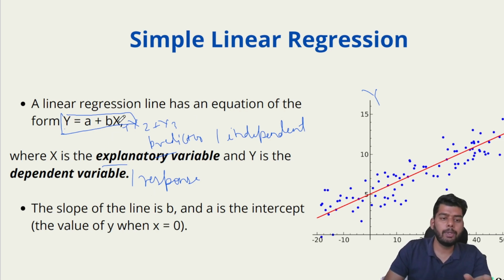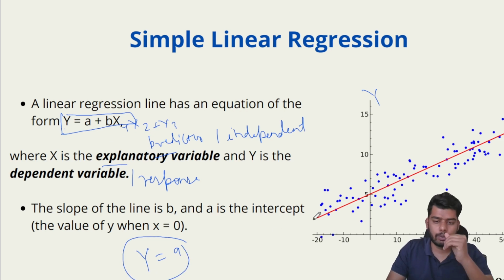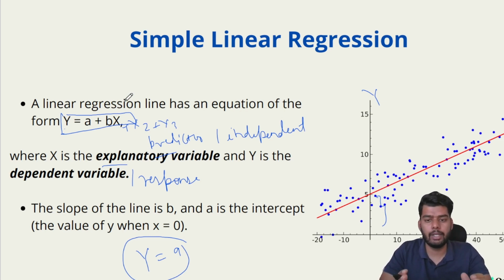Now, if we put b is equal to 0, then y is equal to a, and this is called the intercept, and b is called the slope of the line. But this is just the general interpretation of a simple linear equation. In terms of regression, we will see soon what these things mean.